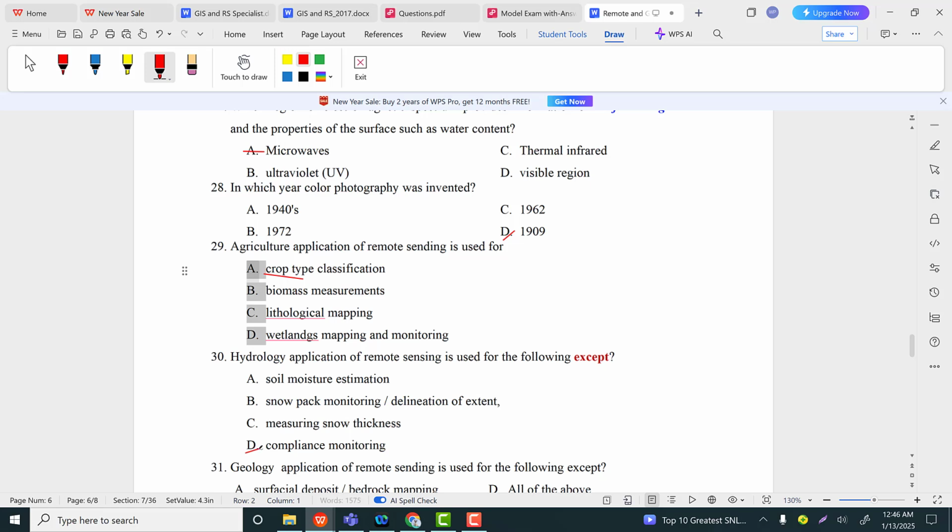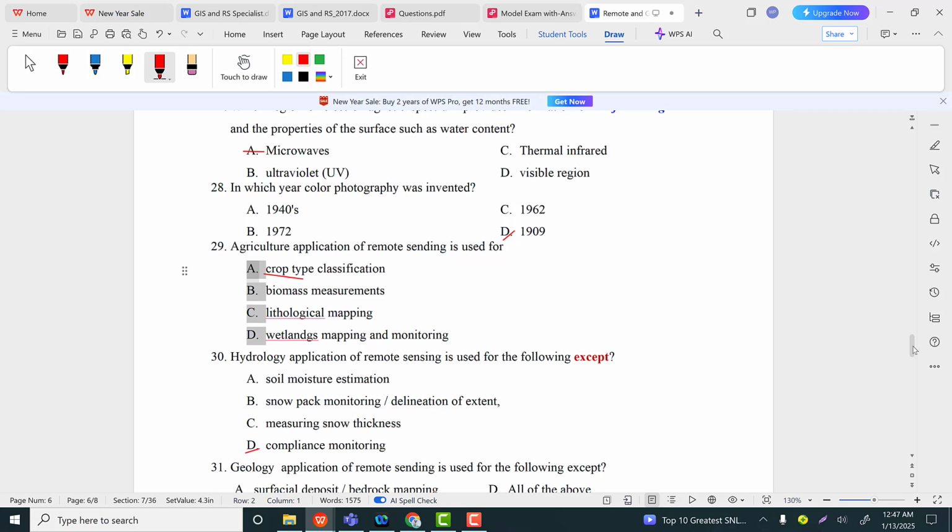Let me give you a brief explanation about compliance monitoring. Hydrological applications of remote sensing focus on natural processes like soil moisture estimation, snow pack monitoring, and measuring snow thickness. Compliance monitoring, on the other hand, is typically related to regulatory and legal adherence. So the answer for this question is D.